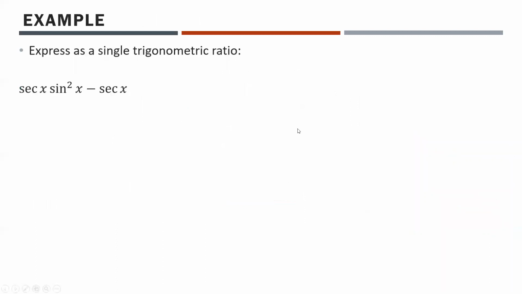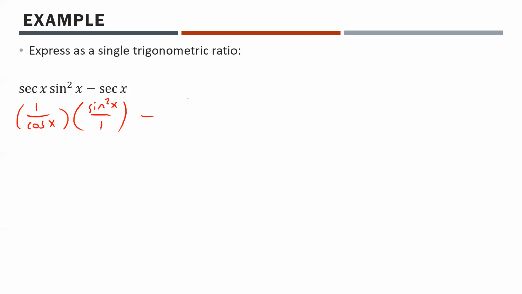Anyway, almost done here. Express as a single trigonometric ratio: secant x sine squared x minus secant x. Well, there's a couple ways we could go about this. Let's try the old-fashioned way where we say, you know what, change everything to sine and cos. Secant is a reciprocal of cos, so we'll say this is 1 over cos x times sine squared x. I think the writing's on the wall here. We might as well make it sine squared x over 1. I think we've seen that trick a couple times now, so we should be ready for it.